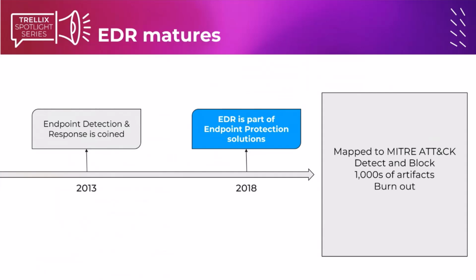Now, at this point, and back in 2018 when I say at this point, most EDR solutions are mapped to the MITRE ATT&CK framework. They started to include blocking of threats from the EDR interface after they had high severity, high consequence alerts, and basically thought that they were malicious. Unfortunately, this also led to analyst burnout because there are so many artifacts that people had to sift through that it just makes it untenable.